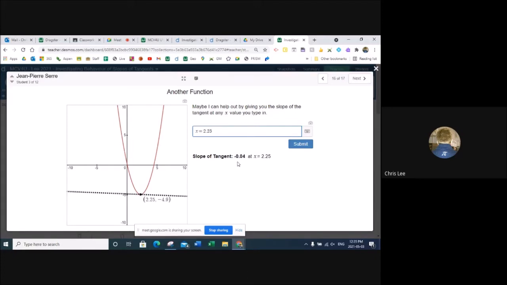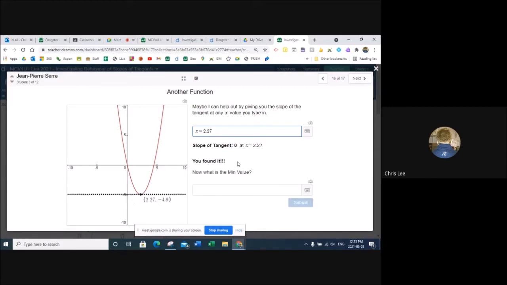Maybe 2.4, 2.6. Oh, we're getting closer. 2.7. There it is. I found it. So 2.27 was actually where this graph hit its minimum value.